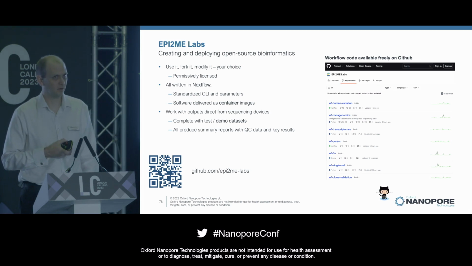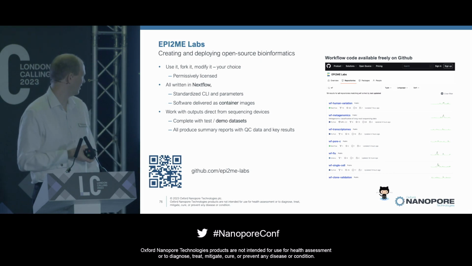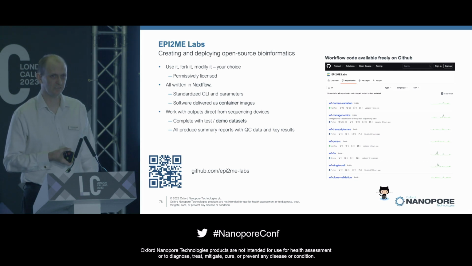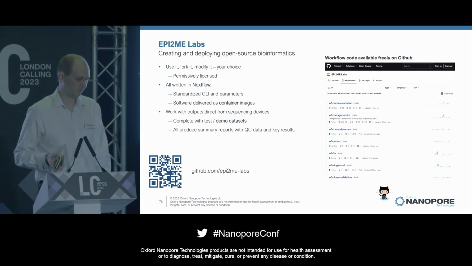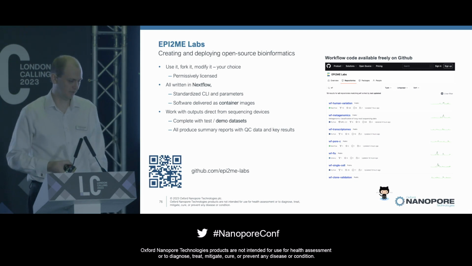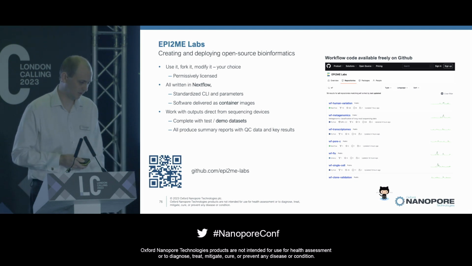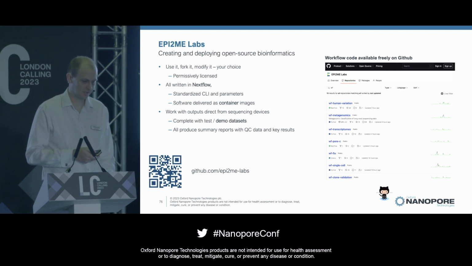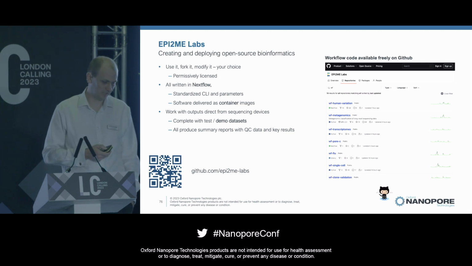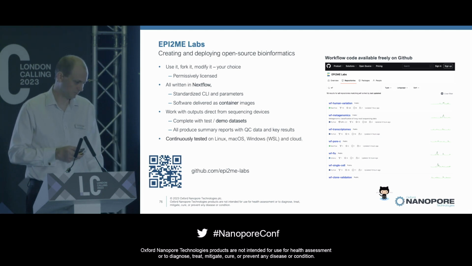There we go. And all of these things come with demo data sets. And most of these workflows also produce QC output as well as their primary output. So you don't need to run a QC workflow and then run an assembly or variant calling workflow. You just run the variant calling workflow. You'll get QC data out of that as well. And as I said, these are all freely available on GitHub. You do what you like with them.